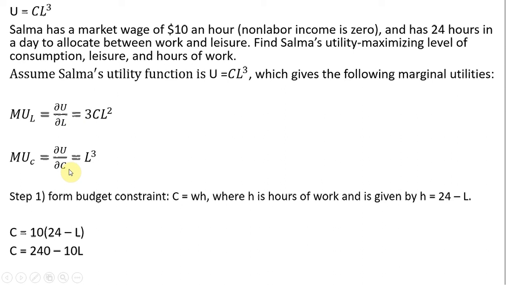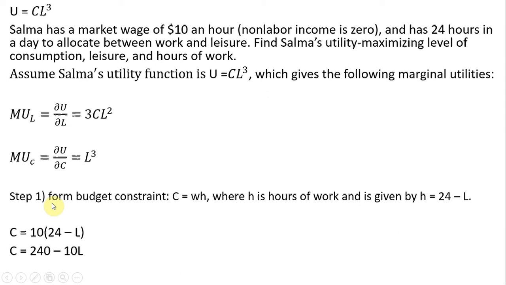Likewise, for the marginal utility of consumption, we take the partial derivative with respect to C. We're going to just get back 1, and since that 1 is touching L cubed, we have the marginal utility of consumption equaling L to the third power.